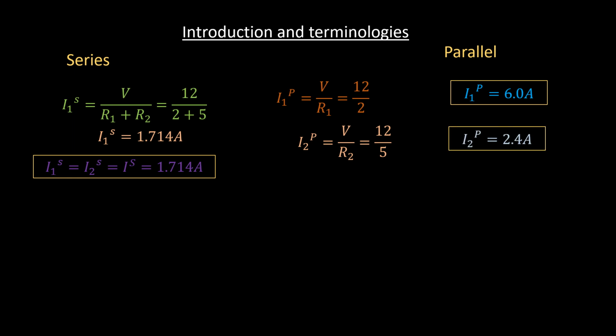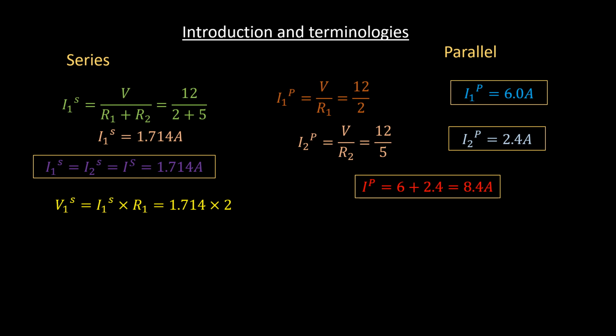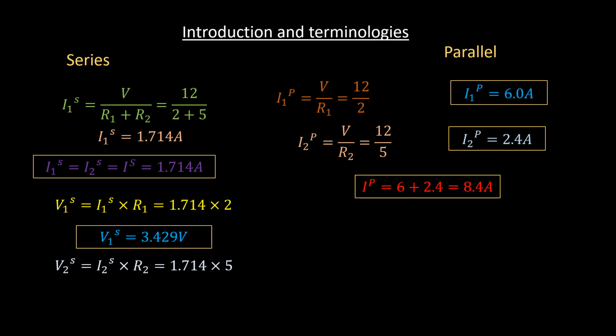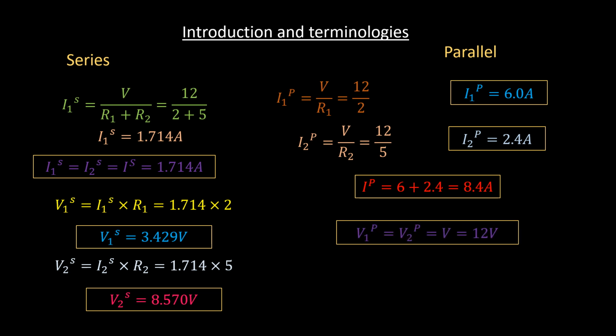From Kirchhoff's current law, the total parallel current is equal to the sum of the branch currents, which is equal to 8.4 amperes. The voltage drop across resistor 1 in the series circuit is given by the current through it times its resistance. This gives 1.714 times 2, which is equal to 3.4 volts. Likewise, the voltage across R2 gives 8.57 volts. For the parallel circuit, the voltage across R1 is equal to that across R2, which is equal to the supply voltage.